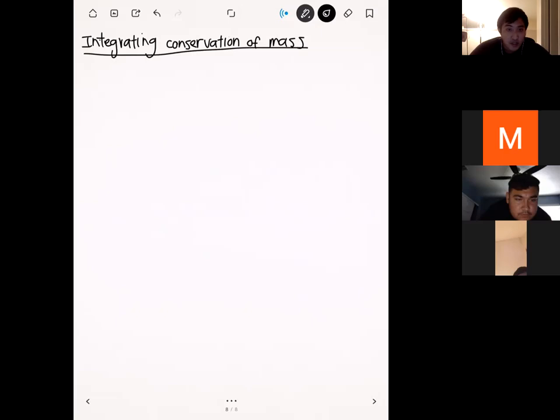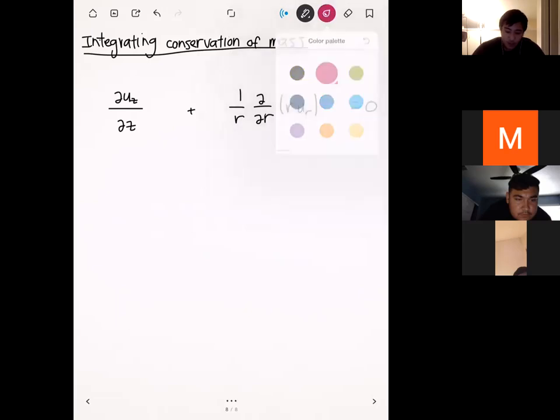Our conservation of mass equation, let me write out the whole thing again. We have partial uz partial z. That's one term. I think I might have flipped the order on this one. And then we have 1 over r, partial r of r ur, and all this is equal to 0. That's our conservation of mass equation that we had before.